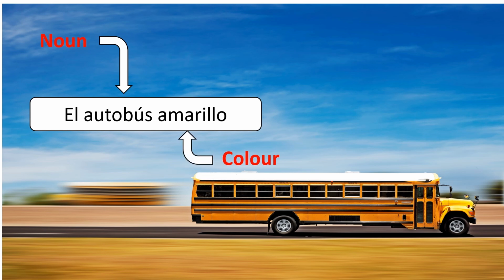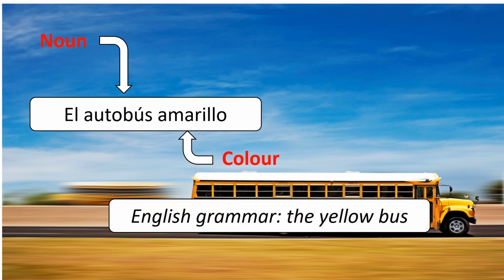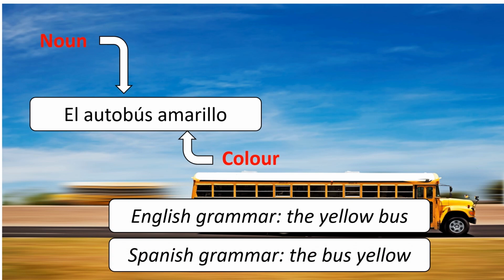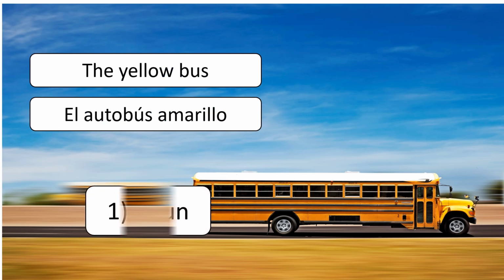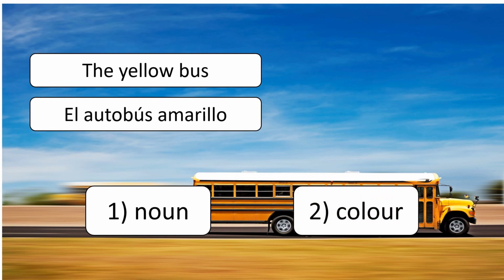Using English grammar, it would be the yellow bus, but in Spanish, it is in the order the bus yellow. El autobús amarillo. The noun first, the color second.